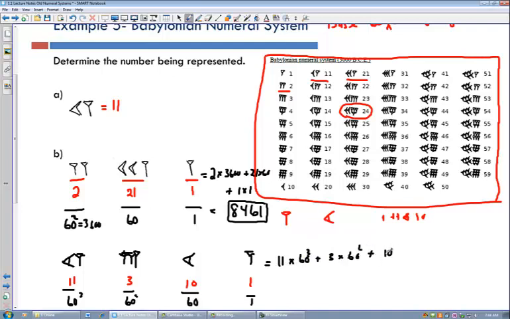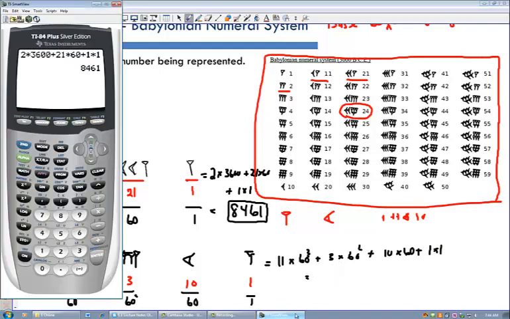Plus, I have 10 60s, plus I have 1 1. And I can put this into my calculator. So again, take out your calculator. I can take 11 times 60 and then raise to, so use the caret button, raise to the 3, plus 3 times, and I'll take 60 raised to the 2, plus 10 times 60, and then of course plus 1 times 1. I can just write 1 if you want, but I'll put it all in there, 1 times 1.